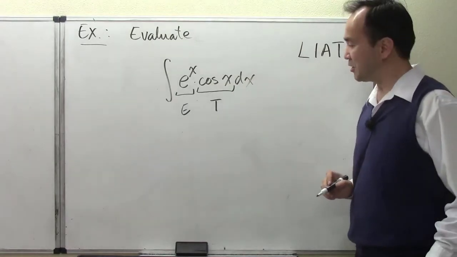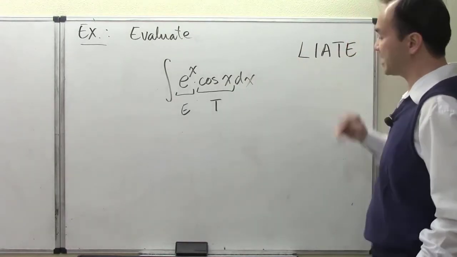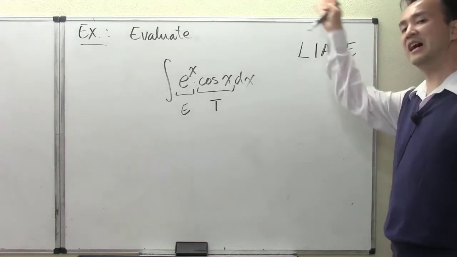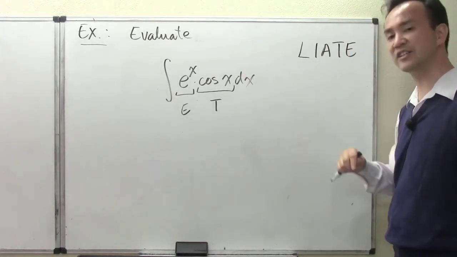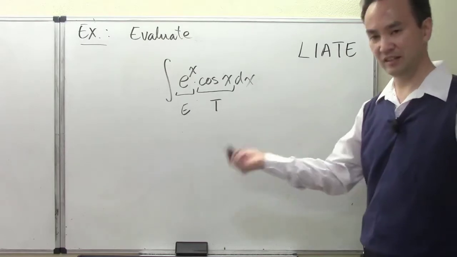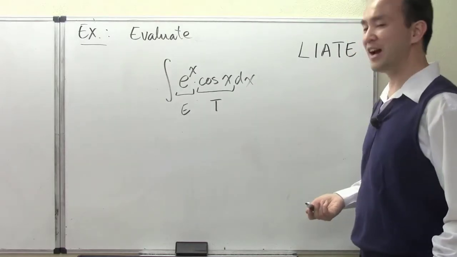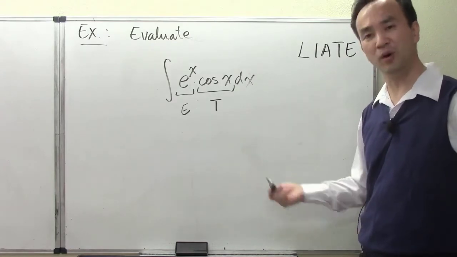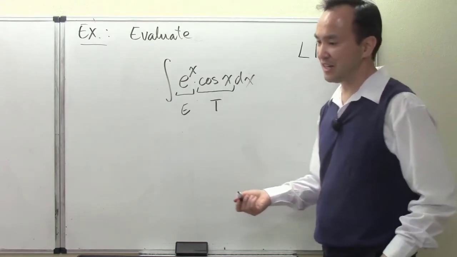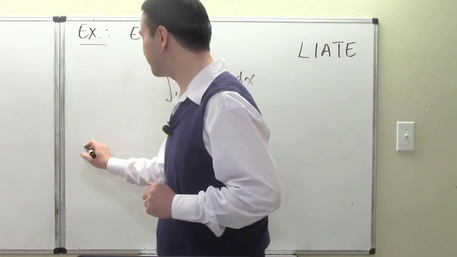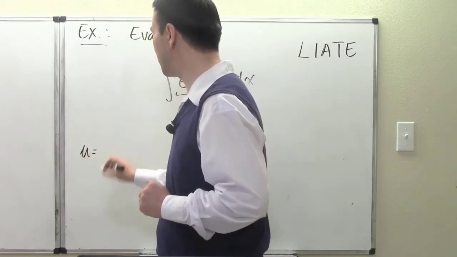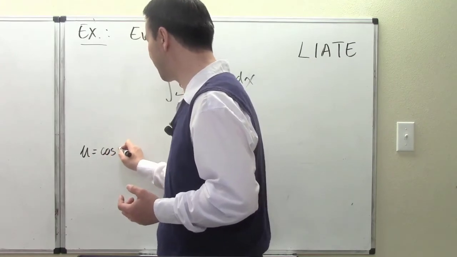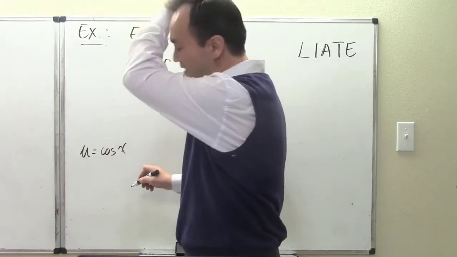According to the LIATE guideline, the function in the trig family has higher priority to be chosen as the u choice. So now I have a clear indication of which u choice should be a good one to start out with. I am going to set u equal to cosine of x.